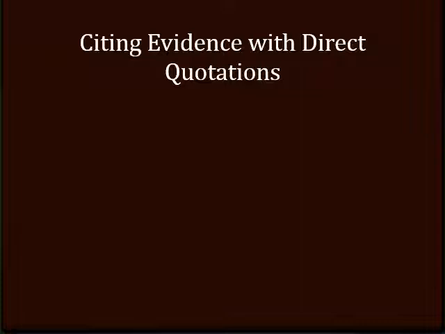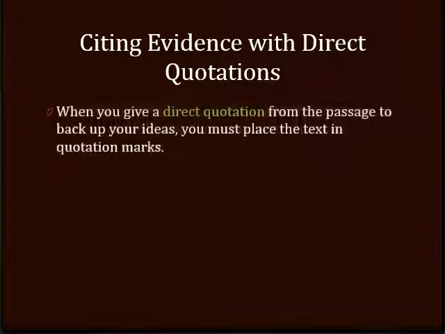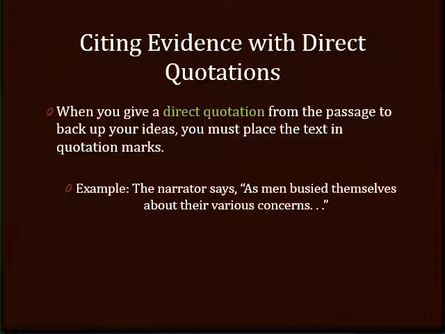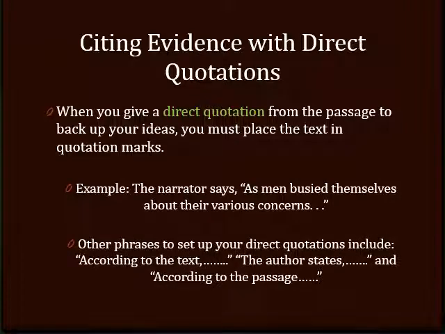Citing evidence with direct quotations. When you give a direct quotation from the passage to back up your ideas, you must place the text in quotation marks. For example, the narrator says, "As men busied themselves about their various concerns," notice the direct quotation from the passage. It is word for word. Other phrases that can set up direct quotations include "according to the text," "the author states," and "according to the passage."